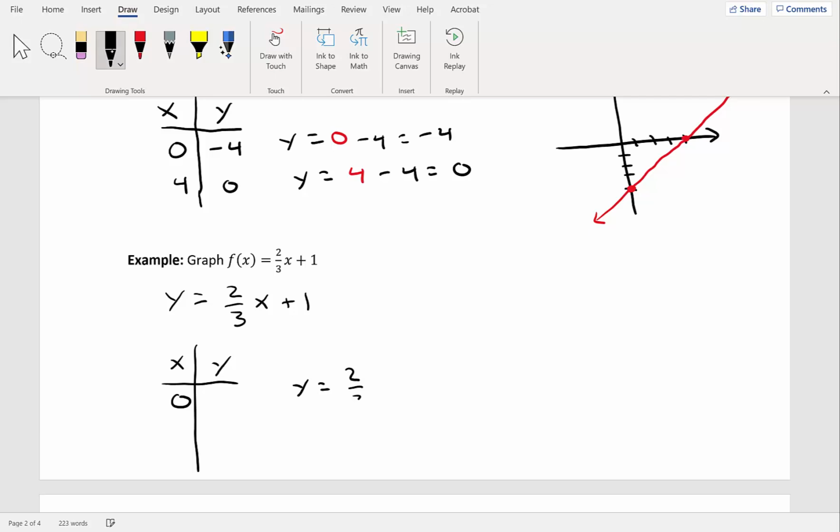So I have y is equal to 2/3 times 0 and then plus 1. Well, the 2/3 times 0 just gives us 0, and then plus 1 gives us 1. So now I have one ordered pair.